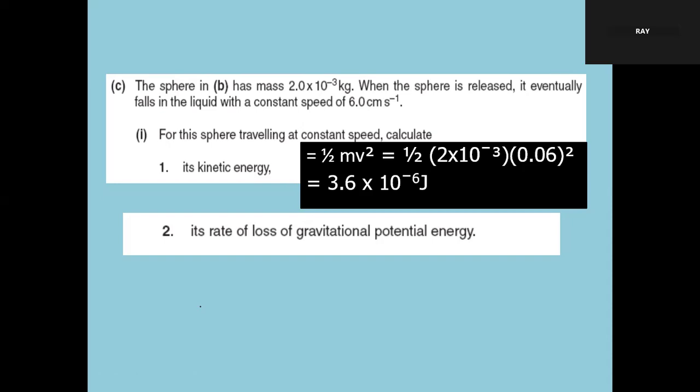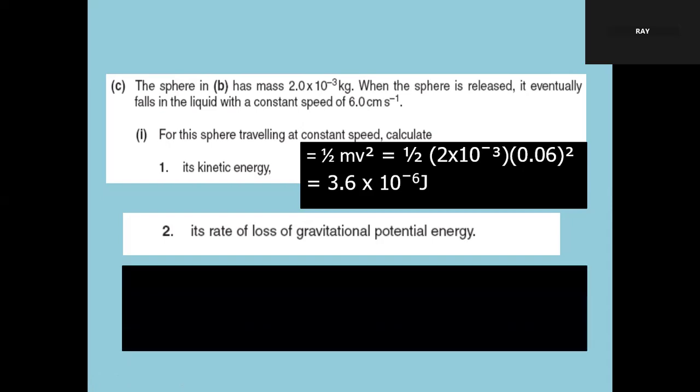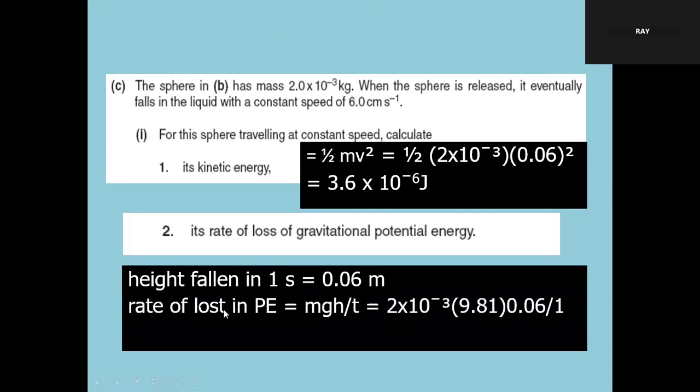Rate of loss of gravitational potential energy. mgh divided by time. Rate. So you can think of height fallen in 1 second is 6 cm. Change it to meter. So rate of loss in potential energy is mgh divided by t. Okay, that's all. You get the answer.